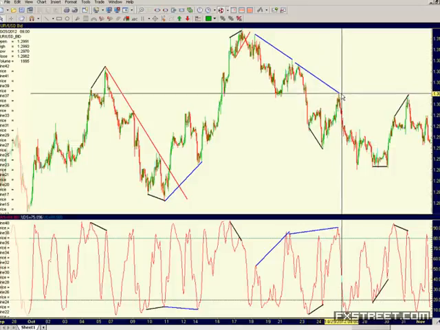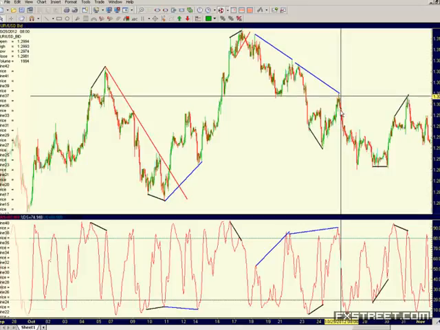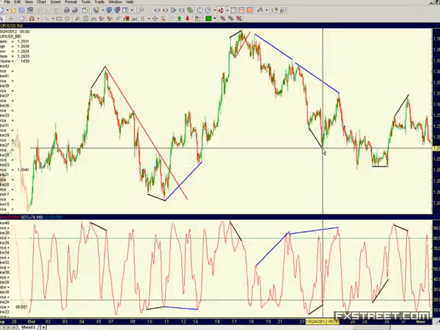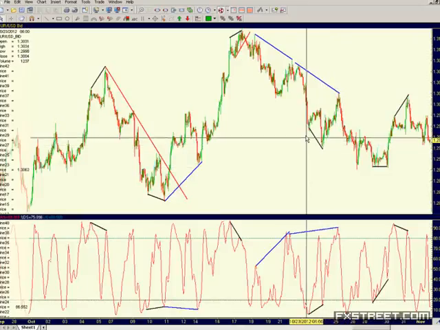These divergences not only tell of potential reversals in the market, they could be just potential corrections in the market, potential retracements, or even potential consolidations. Okay, so what we're looking for, the key word here is turns. So we're looking for turns.